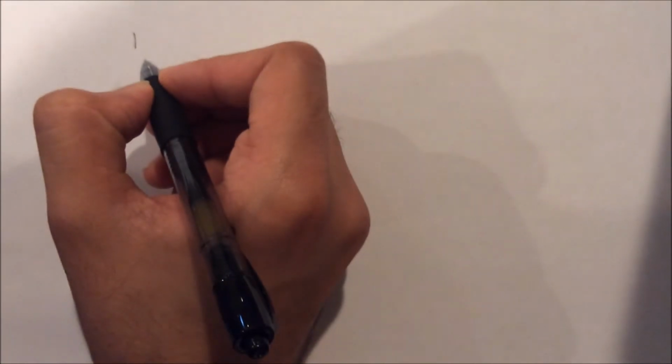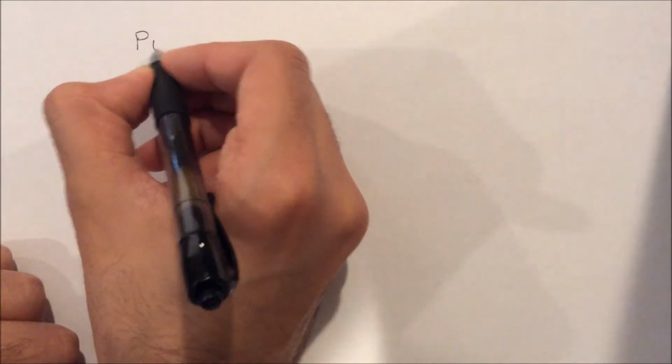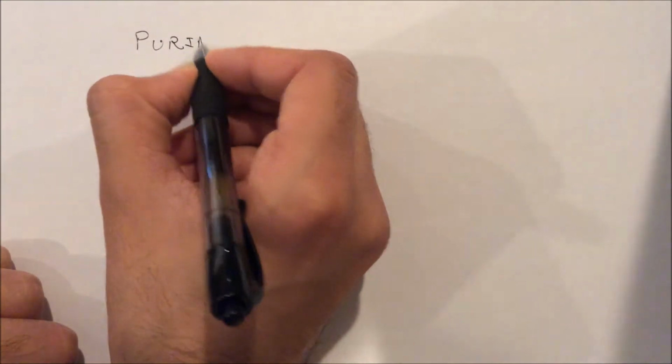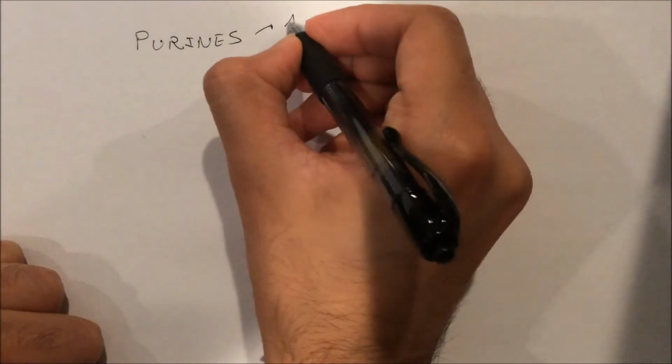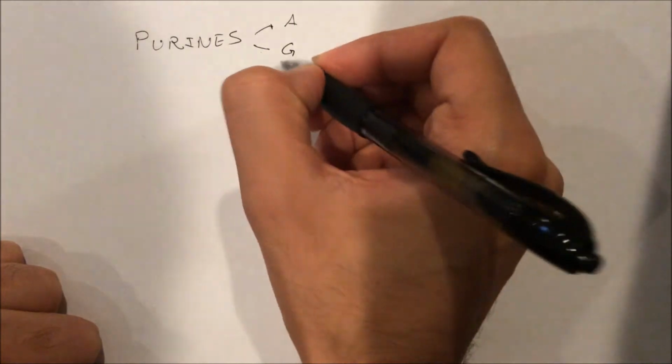Hey guys, so today we'll be going over how to synthesize purines. It's a little blurry. There we go. And we know we have two types of purines, adenine and guanine. So we have A and G.